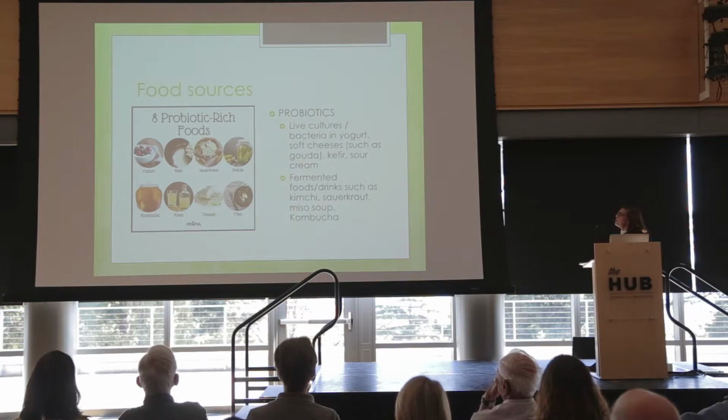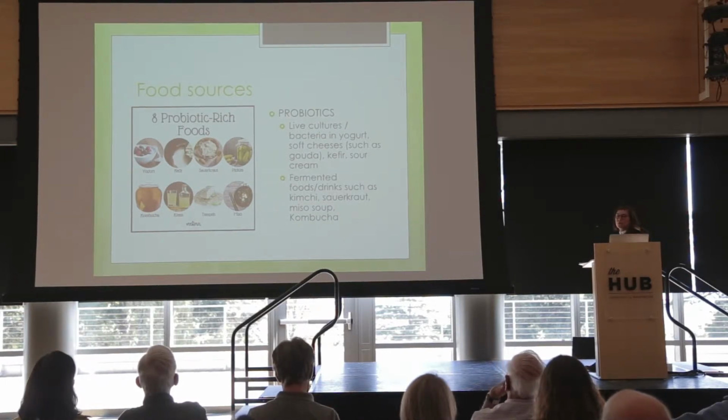Food sources of probiotics are mainly found in live cultures. So yogurts, some soft cheeses, or even some raw cheeses, kefir, sour cream, and then fermented foods, such as kimchi, sauerkraut, miso soup, and kombucha, which is a fermented tea. So these are some places you can find probiotics. And there's also lots and lots of probiotics available in supplement form. We'll talk about that a little bit more.